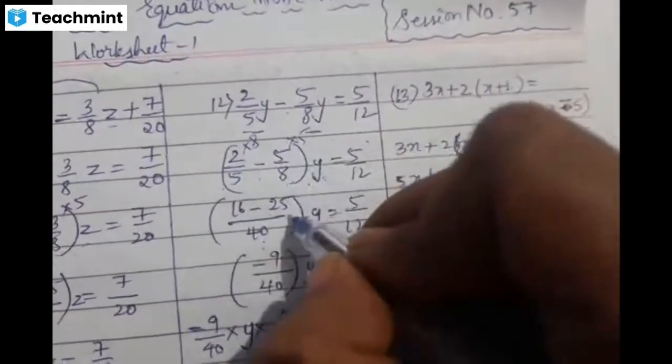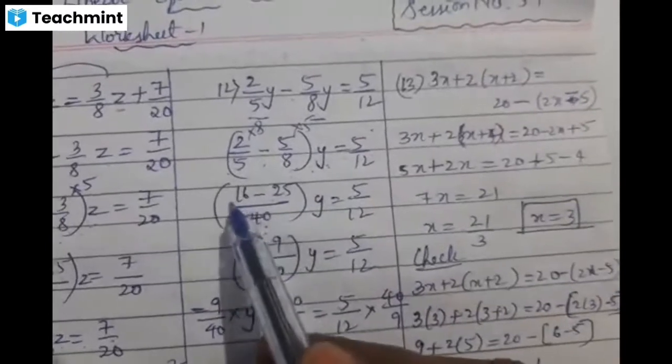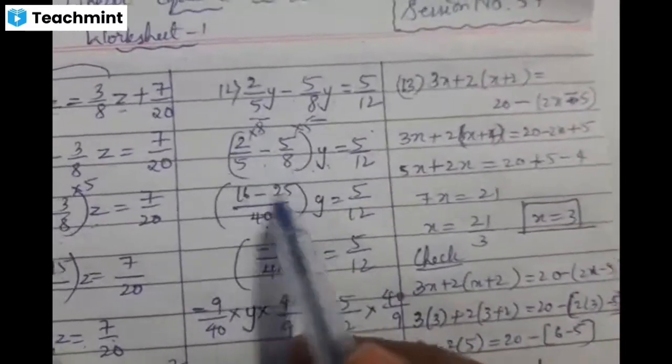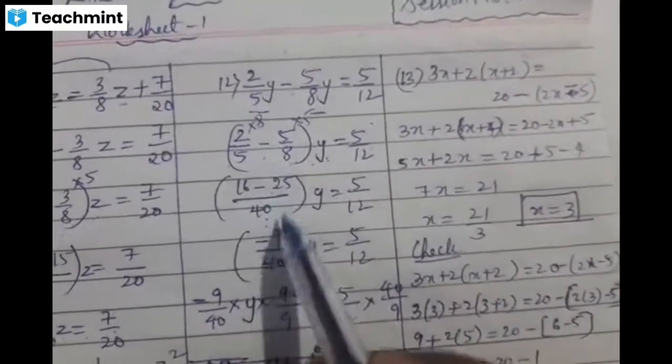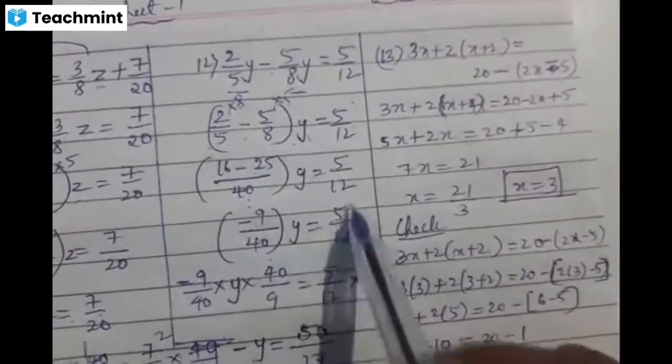2 8s are 16 minus 5 5s are 25. 16 minus 25 is minus 9. One is plus, one is minus: subtract and keep the bigger number's sign. You will get minus 9 by 40 into y is equal to 5 by 12.